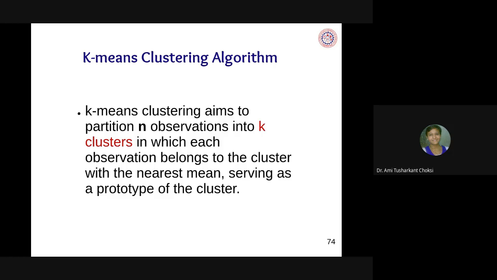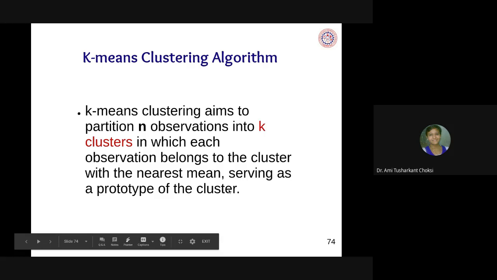So we can make the groups, isn't it? So what we do there is partition n observations into k clusters. In the example, we have 60 students, so n is equal to 60, and into how many clusters have we divided? We have divided into 3 clusters, fine? So k will be equal to 3, okay? So k-means clustering aims to partition n observations into k clusters in which each observation belongs to the cluster with the nearest mean, serving as a prototype of the cluster.